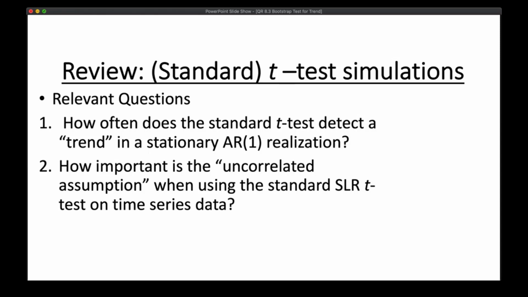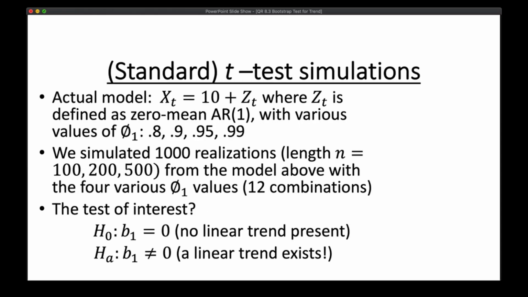So that's what we did, and we saw these terrible results. First of all, let's talk about the actual model. Remember, the actual model is xt equals 10 plus zt, where zt is a zero mean AR1 with these four different phi1 values of 0.8, 0.9, 0.95, and 0.99. Those all imply that this is a stationary model because in absolute value, those are less than 1.